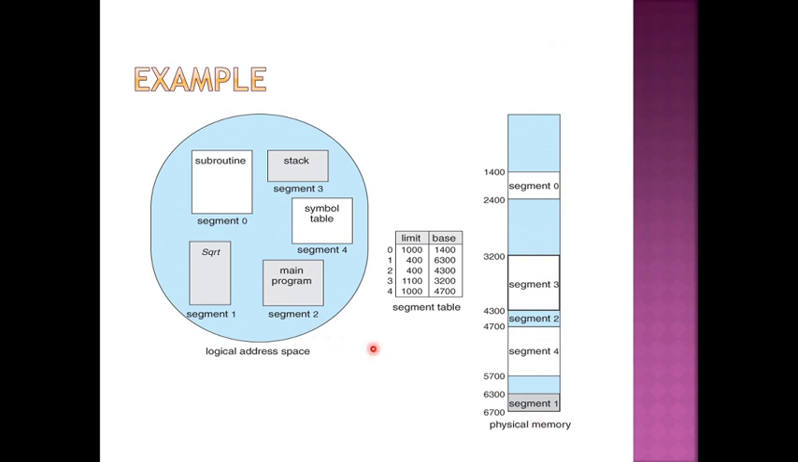I hope everybody is getting it. This is how segmentation has been implemented. Very important is this segment table, which has to be properly defined so as to know what the segments are and how they are distributed in the physical memory. I hope all the concepts that we have seen are clear.